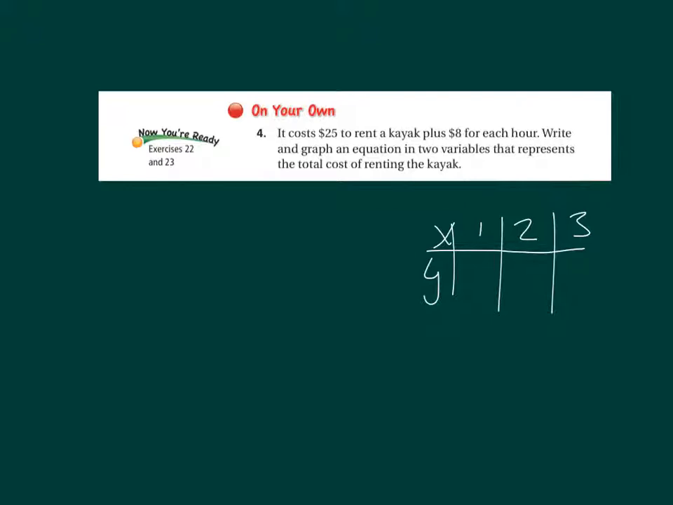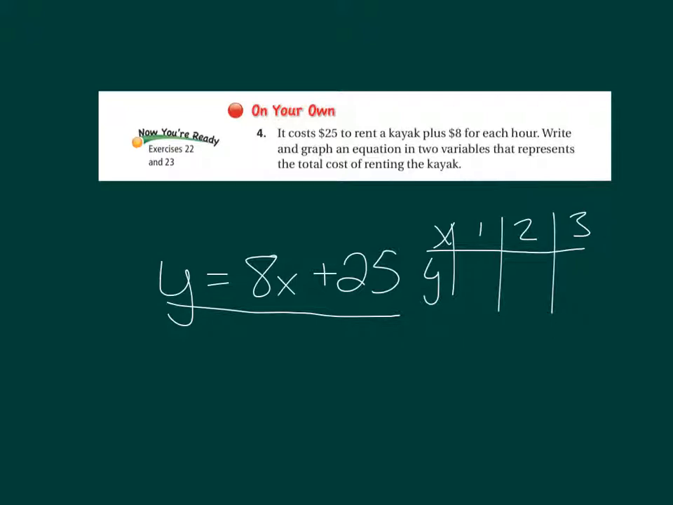The first equation here is going to be y is equal to 8x, because 8 is happening every hour that I stay in that kayak, and the initial fee is 25, so I have to add that 25 onto it. And now to fill out the table, so again, if you didn't get this, pause the video, write this down, and plug in those 3 values for x, 1, 2, and 3.